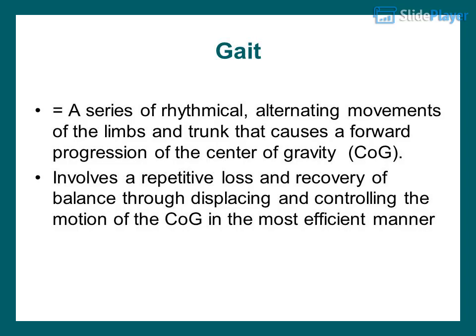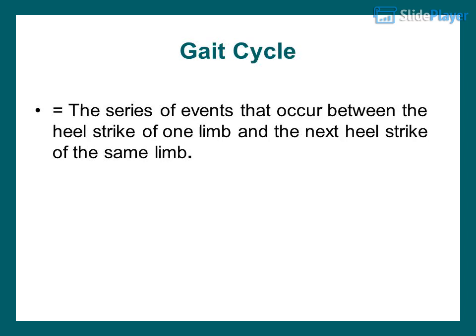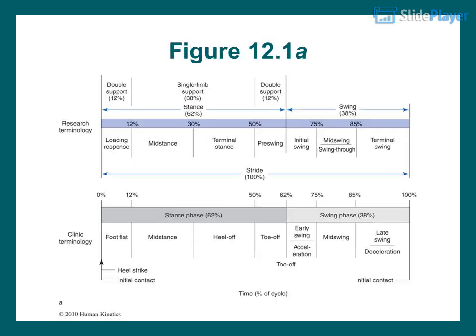Gait equals a series of rhythmical, alternating movements of the limbs and trunk that causes a forward progression of the center of gravity, COG. Involves a repetitive loss and recovery of balance through displacing and controlling the motion of the COG in the most efficient manner. Gait cycle equals the series of events that occur between the heel strike of one limb and the next heel strike of the same limb. Figure 12.1a.